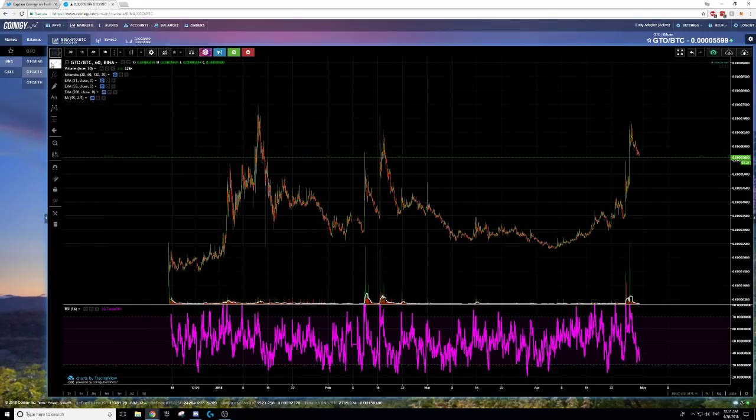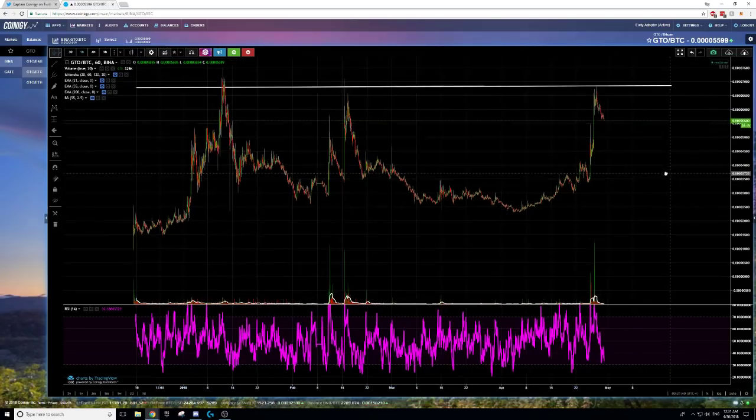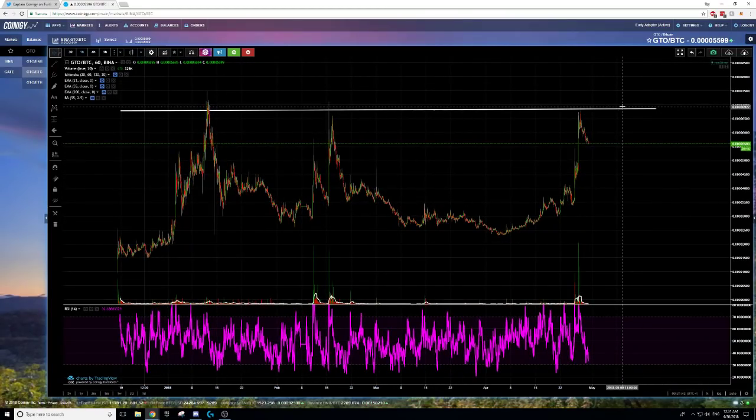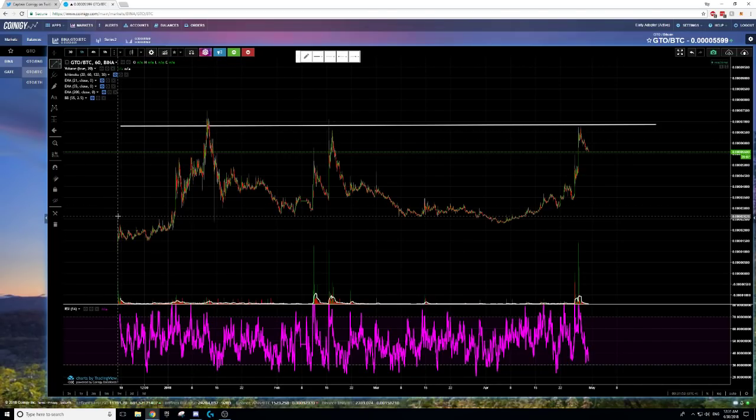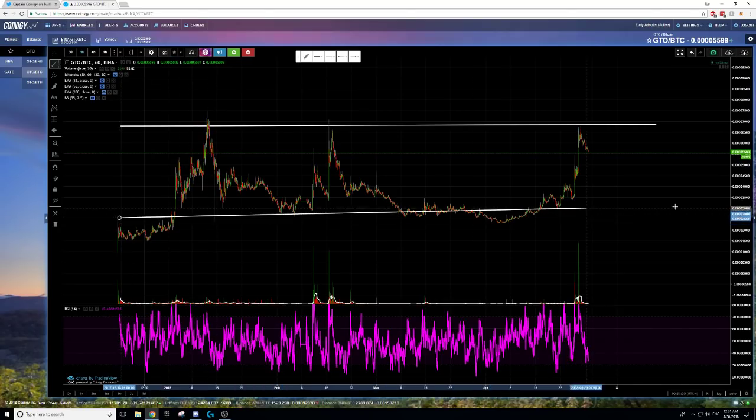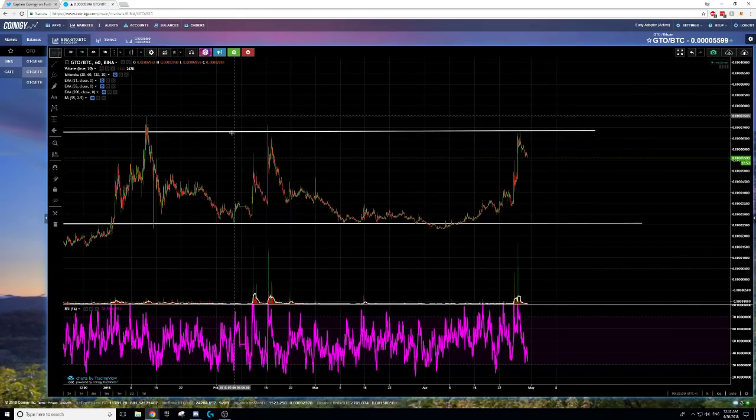Alright, so clearly there's some kind of resistance here, right? Obviously we broke past, but we came back down. Bounce, bounce. So there's some kind of serious resistance at 7,000 sats here for GTO. And on an equally strong level, there's some kind of serious support here. So it's obviously trending between this range, not really coming out of it at all in its history despite these huge volume spikes.